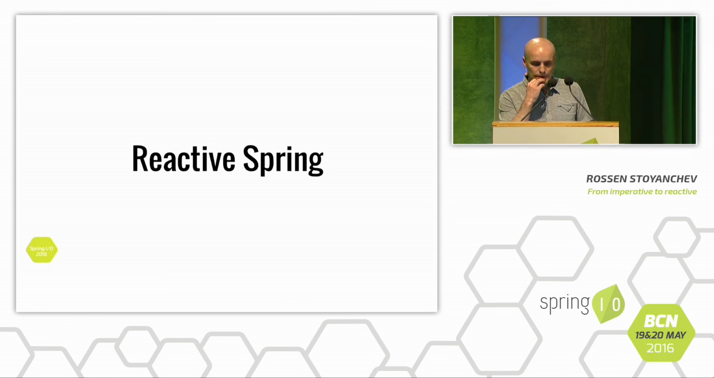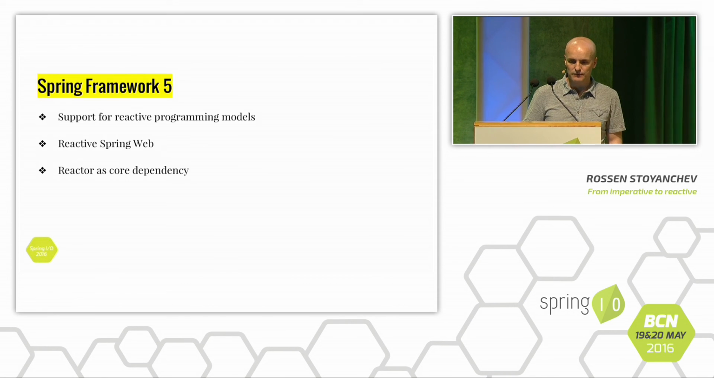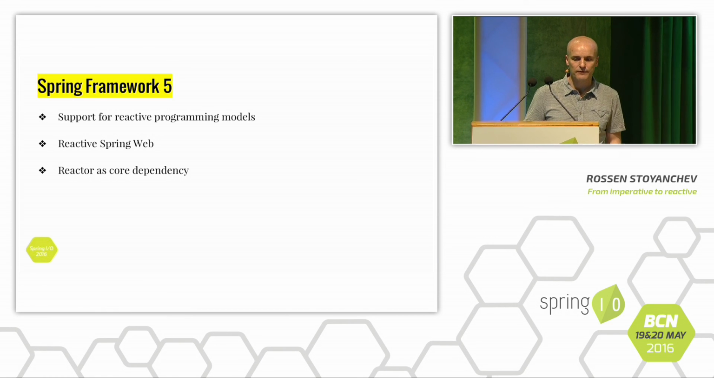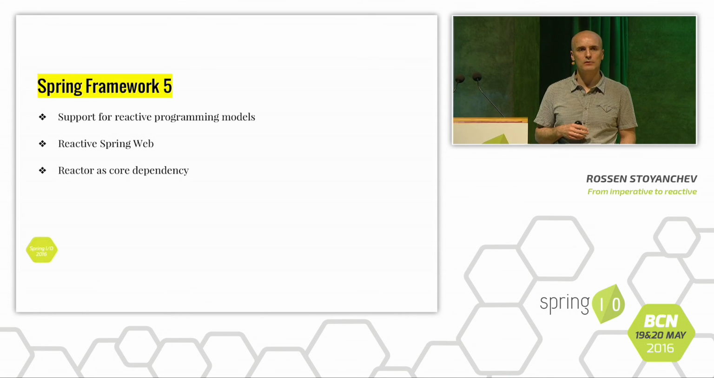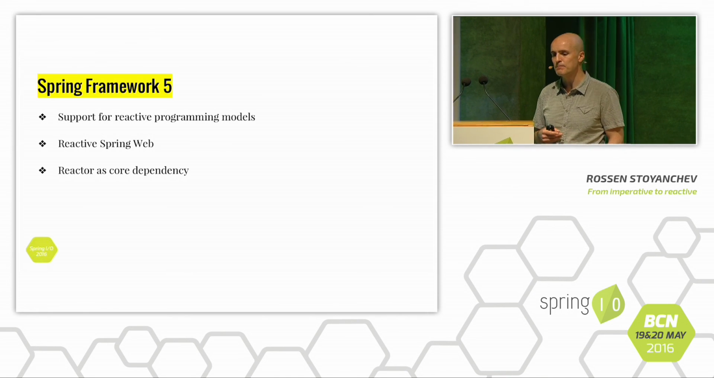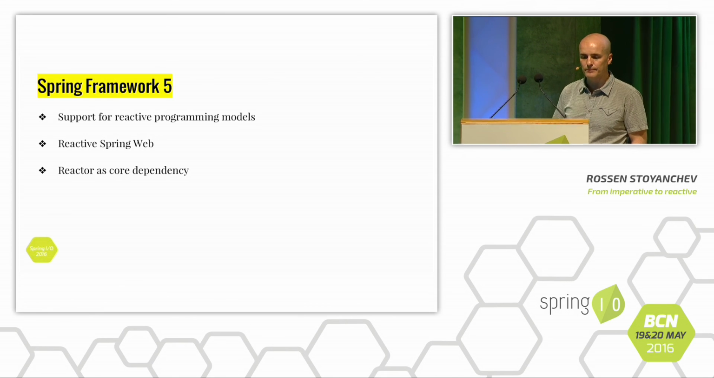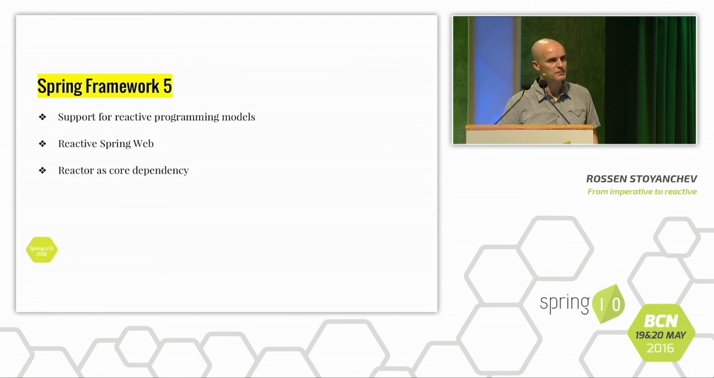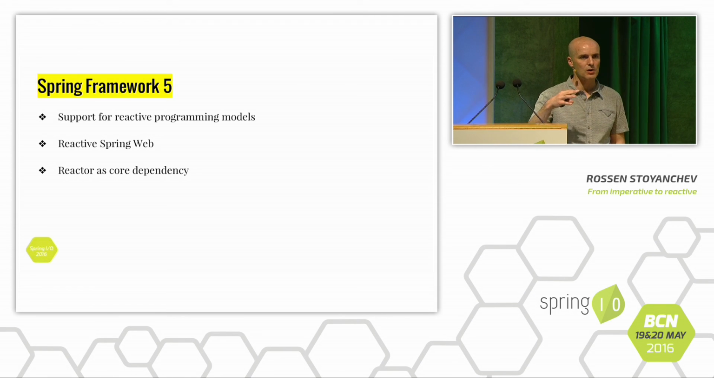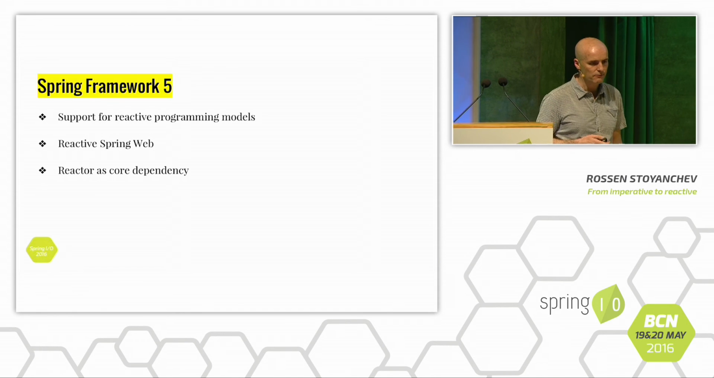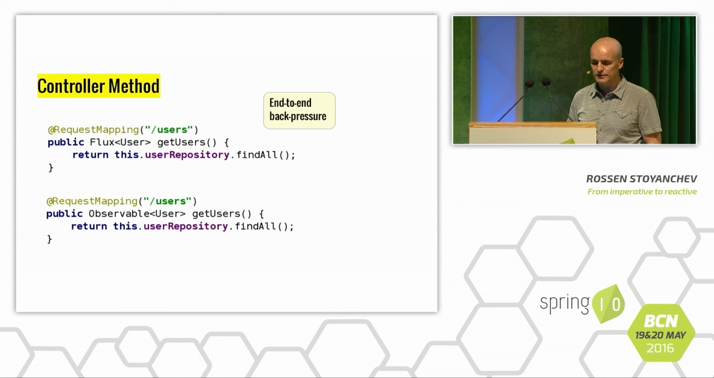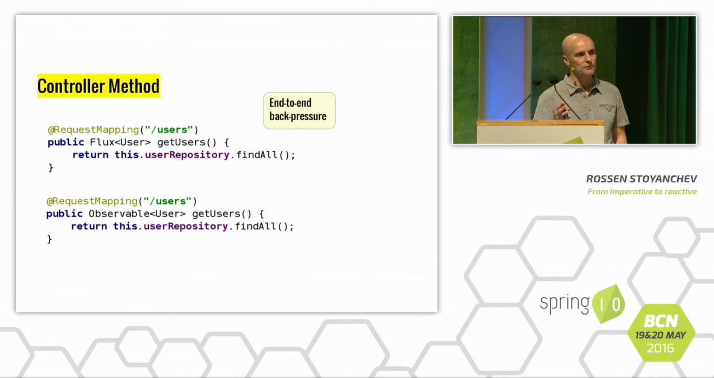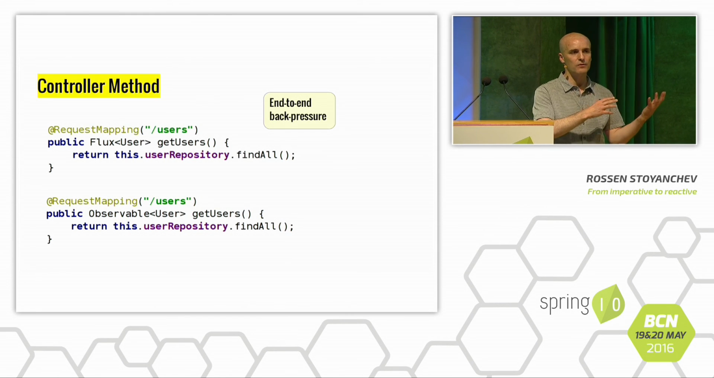Okay, so what does this mean on the side of Spring? Well, in Spring 5, again, we're going to provide support for reactive programming models. We're going to make this a first-class citizen. We have a reactive Spring Web effort. It really makes sense to start at the web layer because that's where applications start, and we're using Reactive Core as a dependency. So these are examples of controller methods. Now we're taking that user repository, finding the data, and we're exposing that through the web.